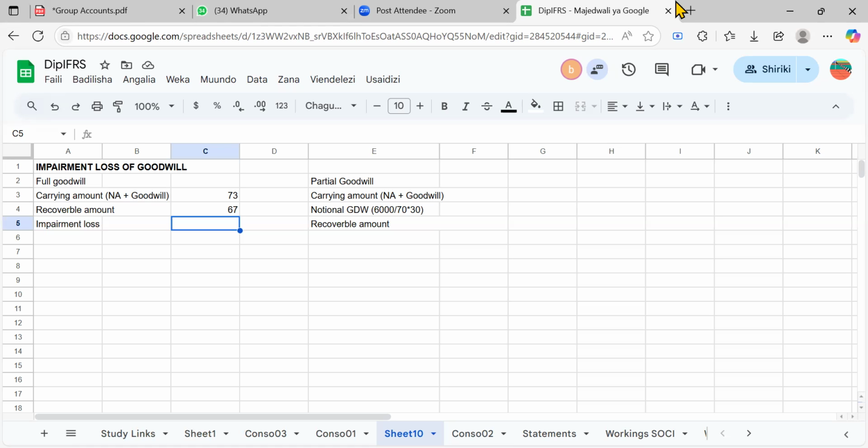You get my point? That's the meaning of impairment. In the books, you're holding something at 50,000, but you can only recover 20. That is impaired. You have to reduce its figure. That's the normal essence.